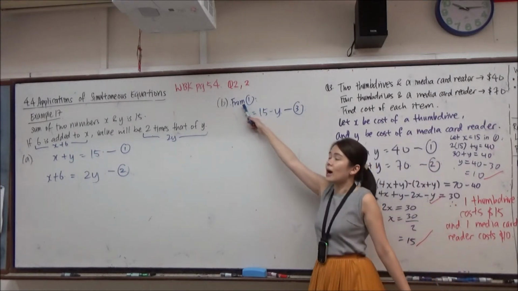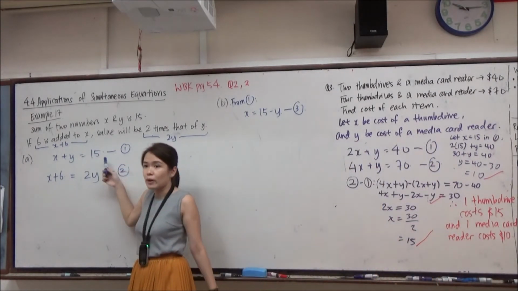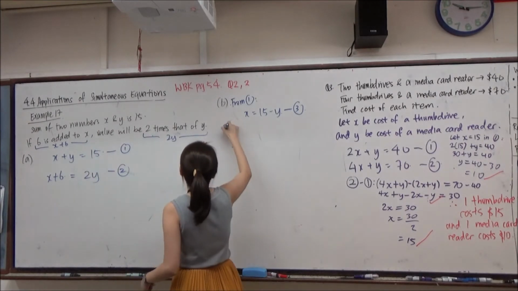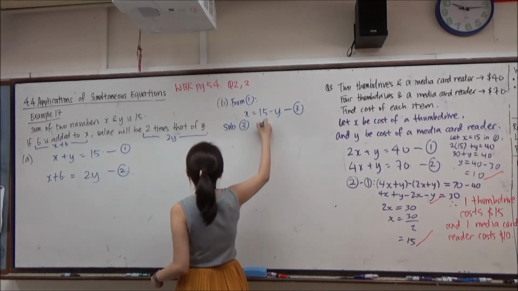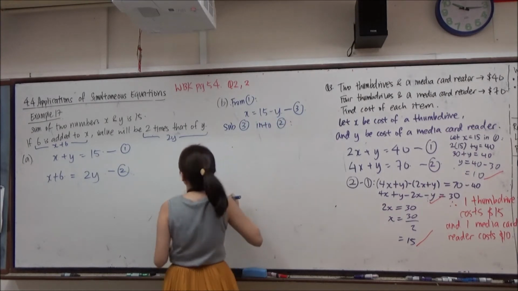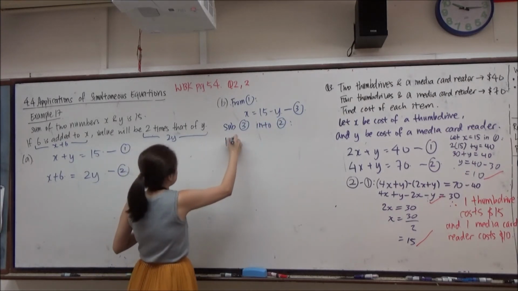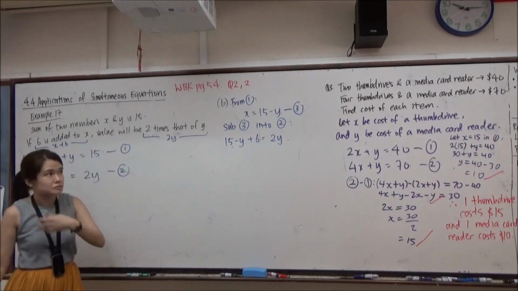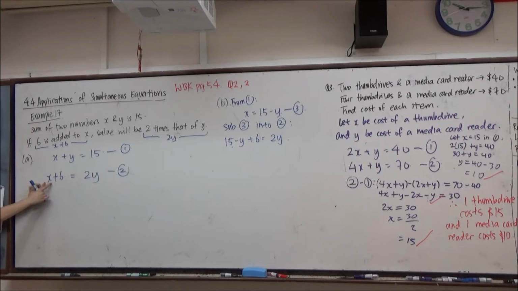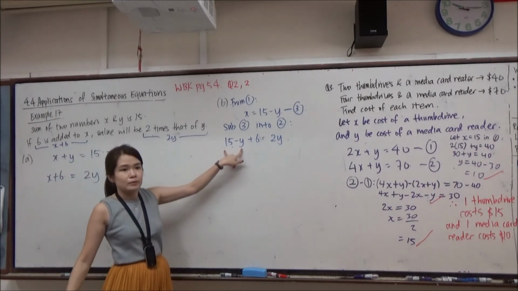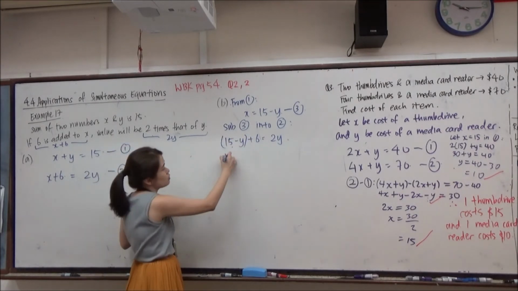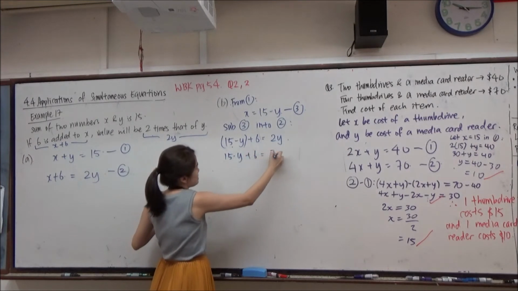Because it came from equation 1, I cannot use it back into equation 1. I will get back in the same cycle. So I will go back into equation 2, I will sub equation 3 into 2. So I will have 15 minus y plus 6 equals 2y, whereby I replace the x over here. So that's why I have the 15 minus y. You can put brackets, but in this case it doesn't quite matter. It will still open up to be the same thing.